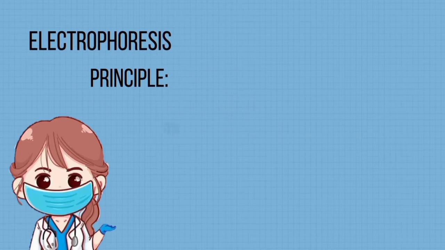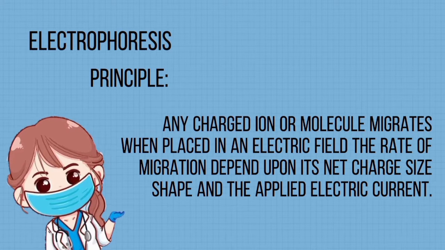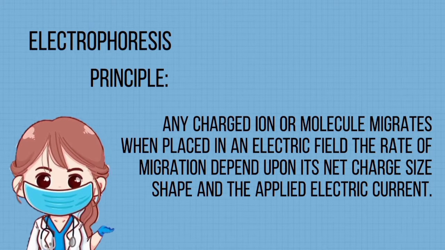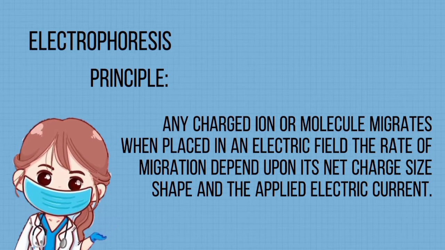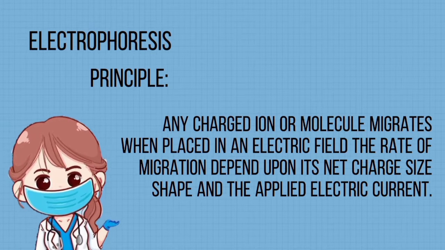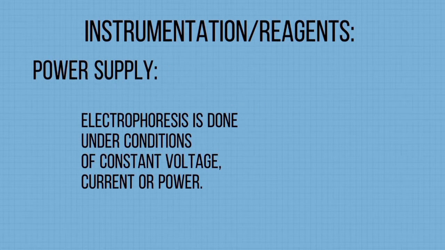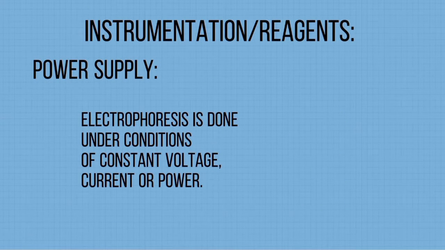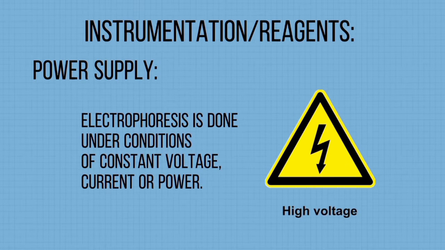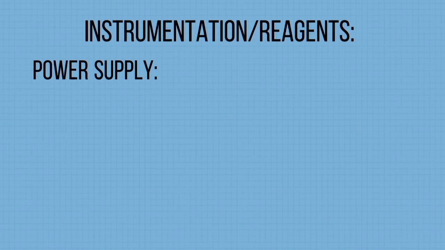Electrophoresis principle. Any charged ion or molecule migrates when placed in an electric field. The rate of migration depends upon its net charge, size, shape, and the applied electric current. Instrumentation or reagents. Power supply. Electrophoresis is done under conditions of constant voltage, current, or power.